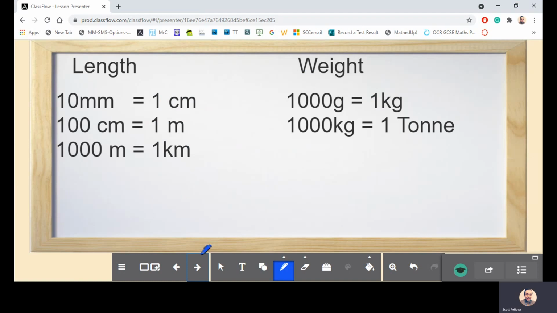Okay, again, this is a part for you to try and remember. This is a key bit of knowledge we need to remember. Again, they won't give you this in the exam, so you need to memorize these lengths. 100 millimeters is a centimeter, 100 centimeters makes a meter, 1,000 meters is a kilometer, and the same with weight. 1,000 grams is a kilogram, and 1,000 kilograms is a ton. These are things that you need to try and remember. So write these down, try and memorize these conversions.